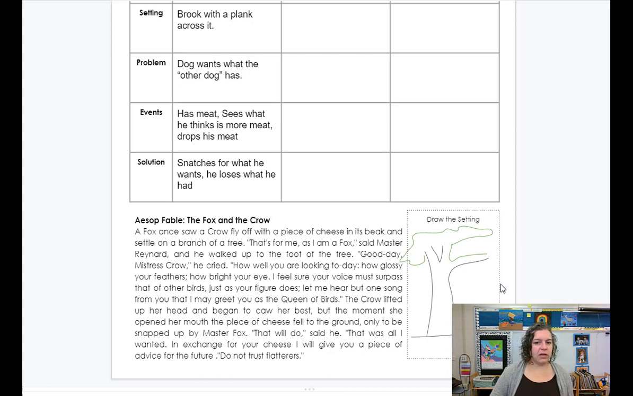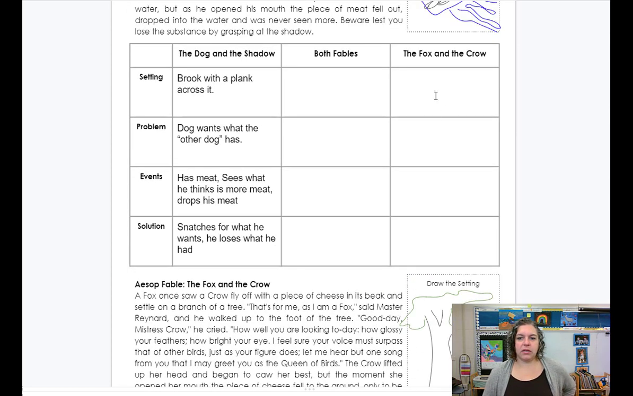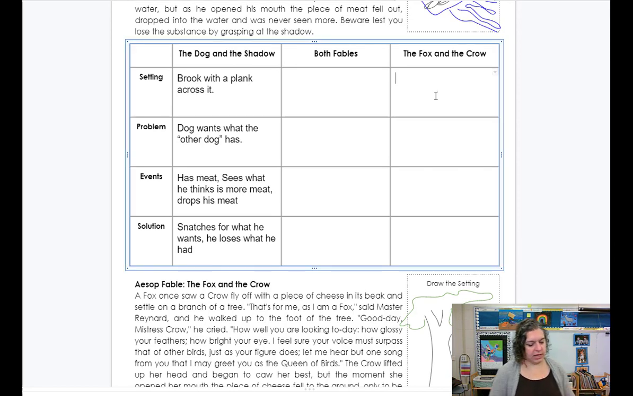So for my setting here, I needed really just to have a tree in nature because the fox sees the crow sitting in a tree, so I need a space for my fox to be down below and the crow to be up in the tree in a place where the cheese could drop. So there's my setting. So now I want to say it's just, really, it's a tree. It's a tree and under the tree. The problem is that the fox wants what the crow has.